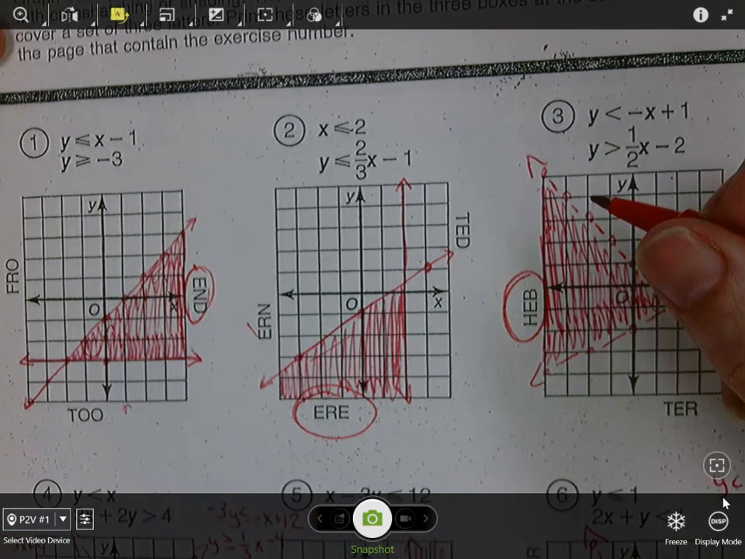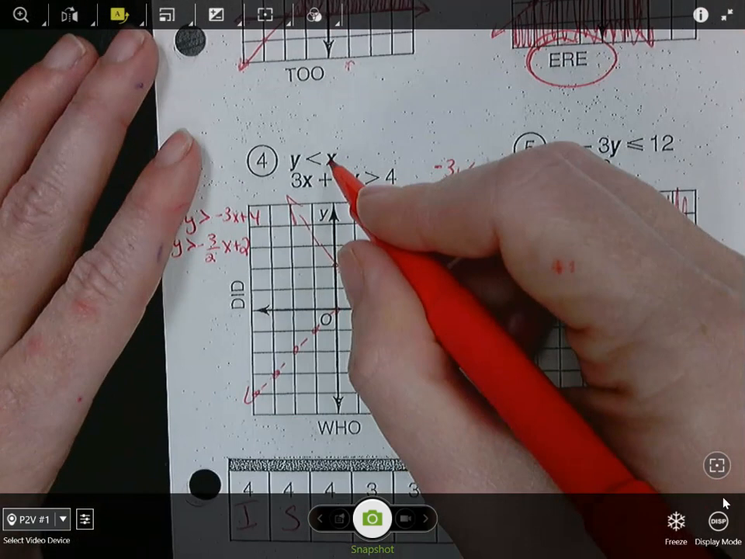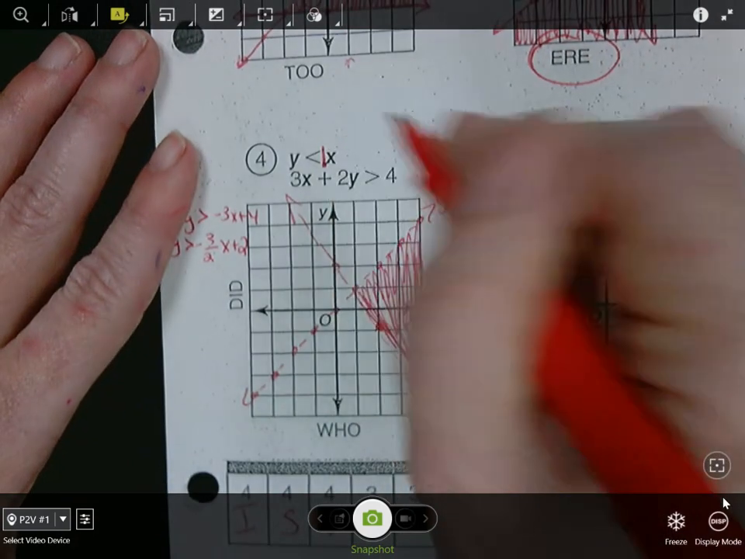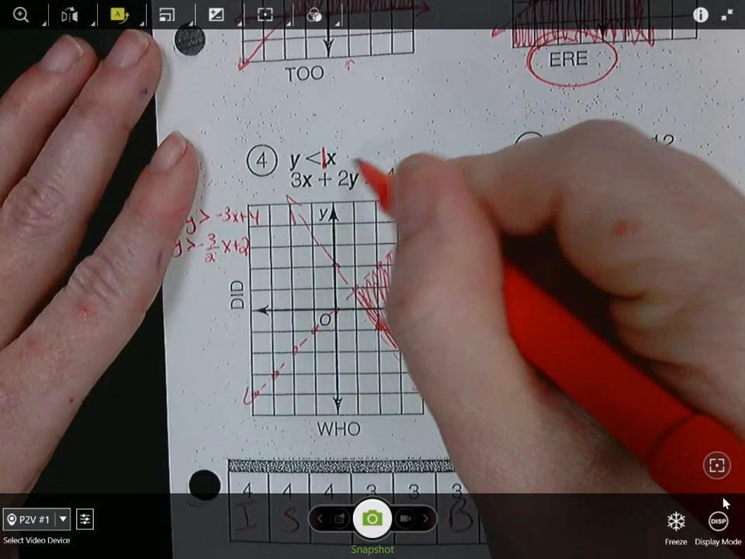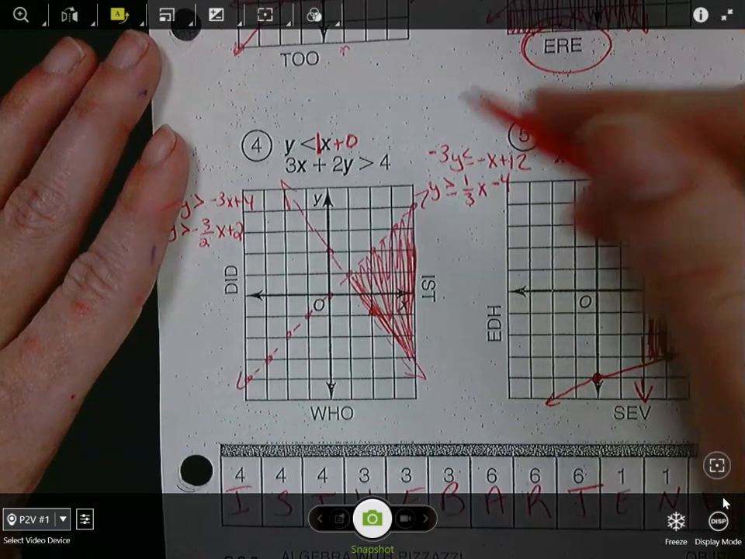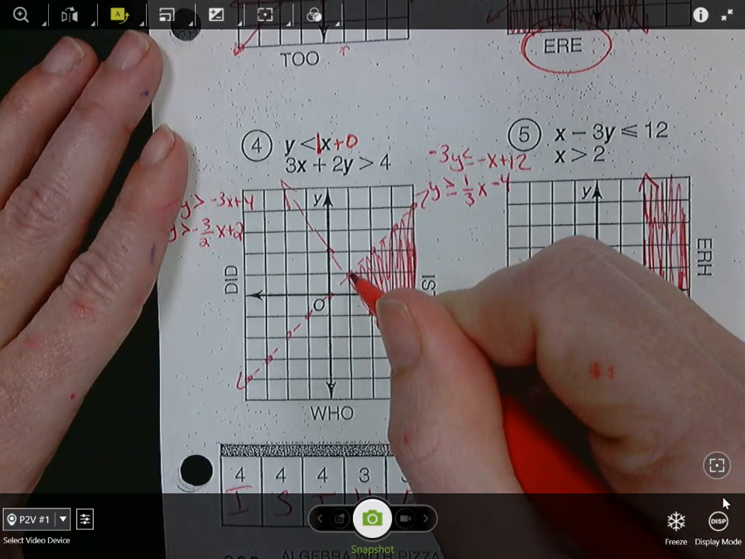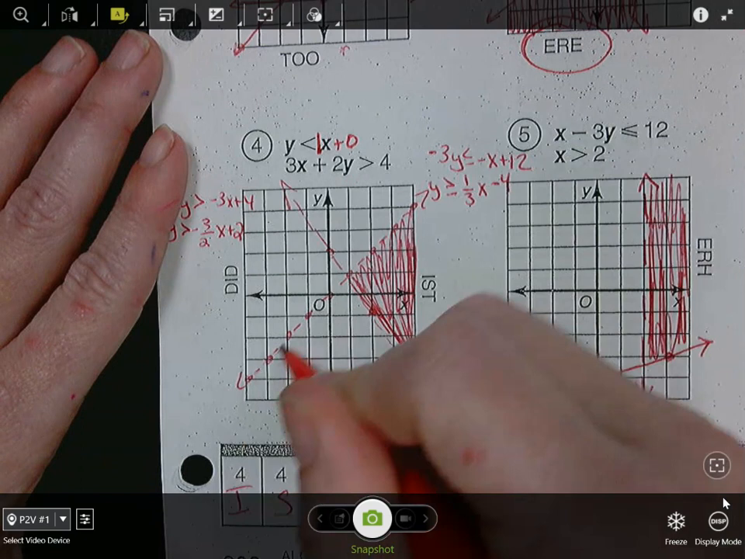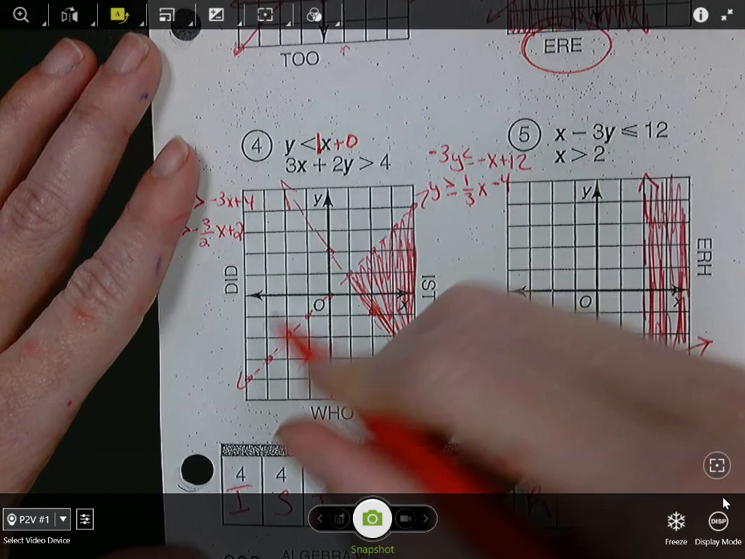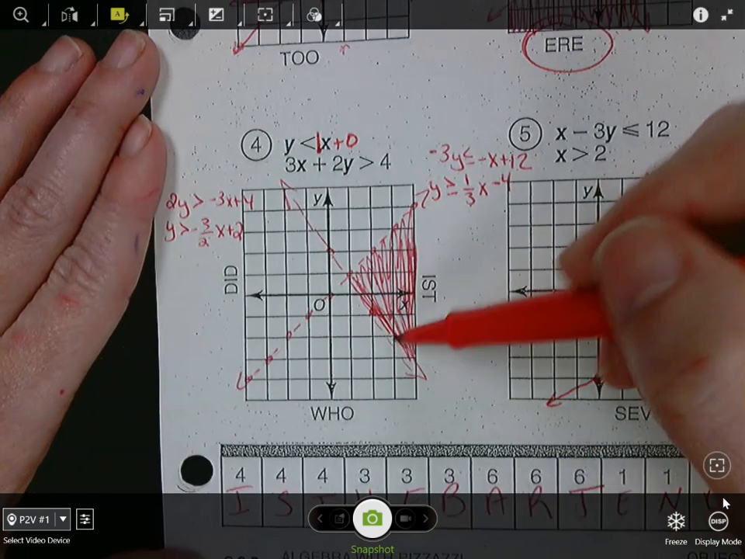Okay. Number 4, y is less than x. If it helps you, anytime you have an x without a coefficient, that means the coefficient's 1. So my slope is 1. And when you don't have a y-intercept, that means it's plus 0. So your y-intercept is 0. Y equals x is the parent function. It crosses at the origin and it goes up 1 over 1, up 1 over 1. This line is probably the easiest linear function to graph, y equals x. It's going to be dashed, and since it's less than, we would shade below.